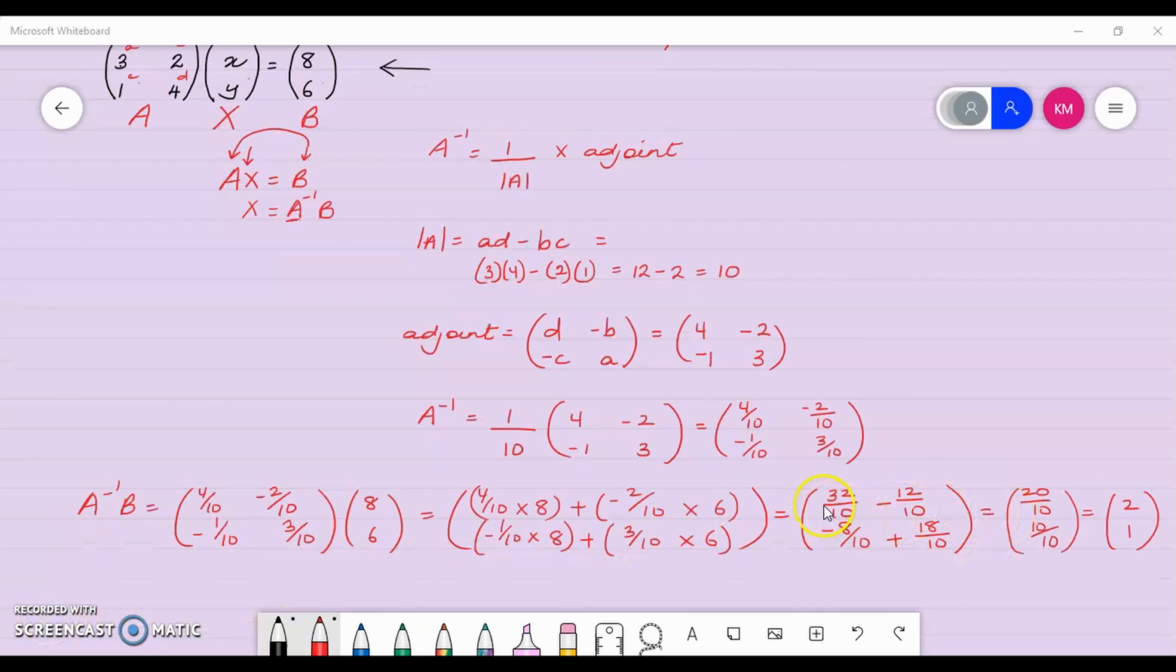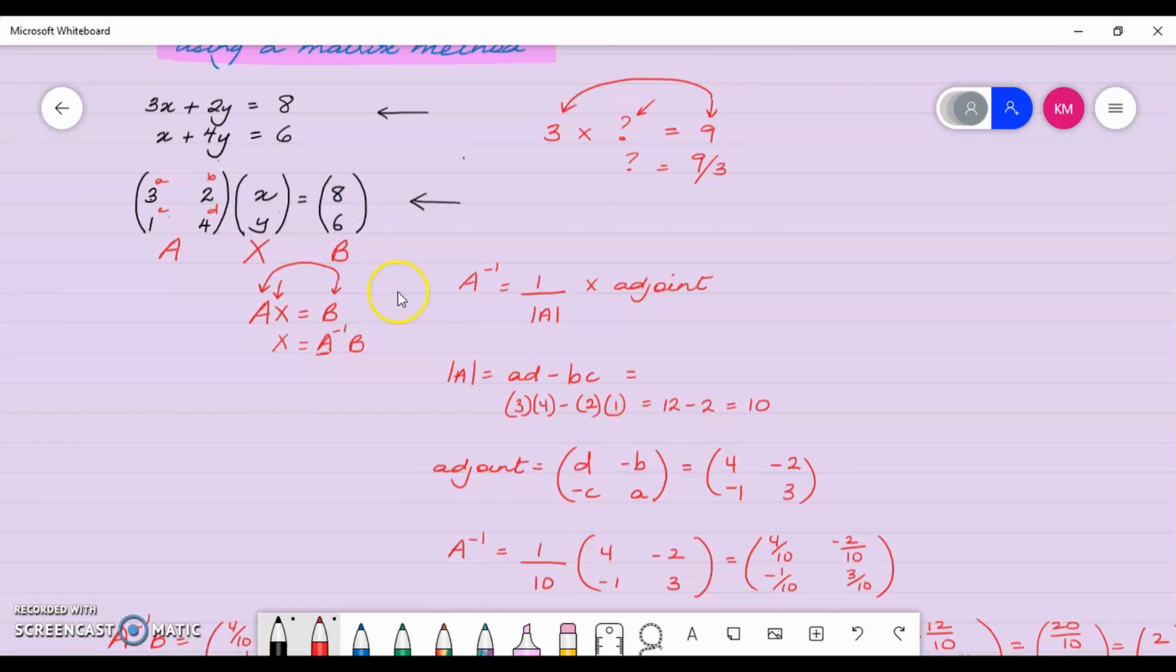Okay, so I have worked that out there for you, simplified and performed my operations, and I have gotten 2 and 1. So what this means is that x, let me just go back. Remember, our matrix X was x, y. So x would be 2 and y would be 1. So that's our answer there. We are going to write x equals 2 and y equals 1.